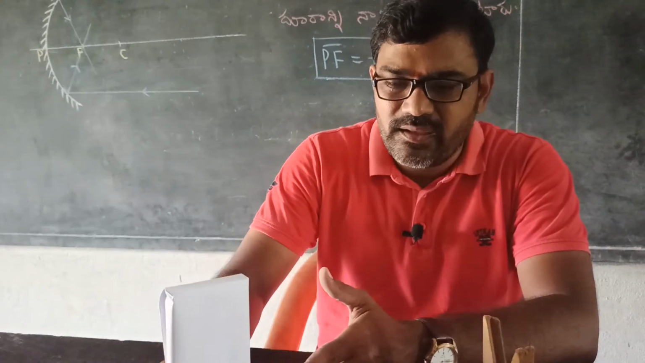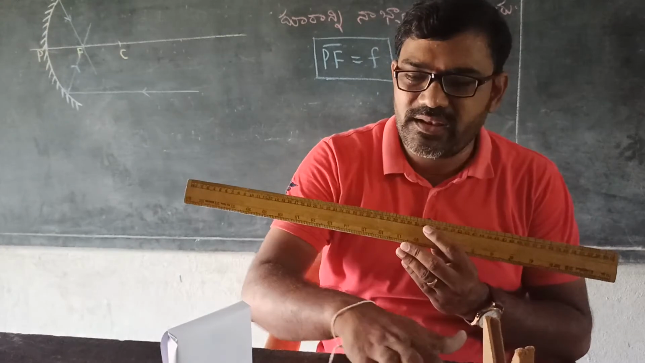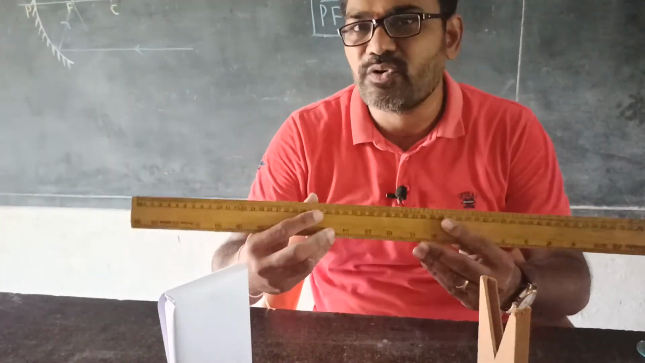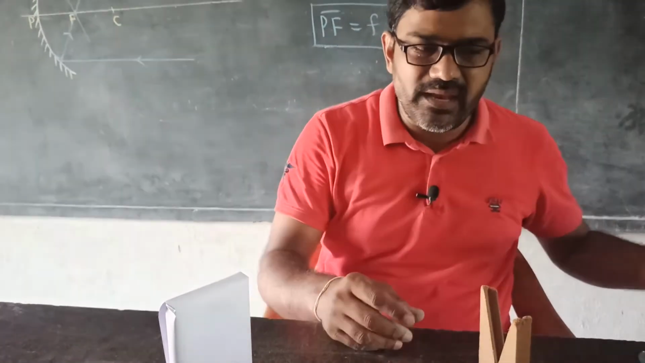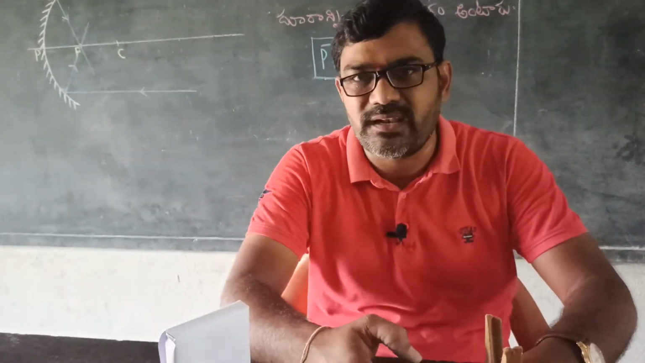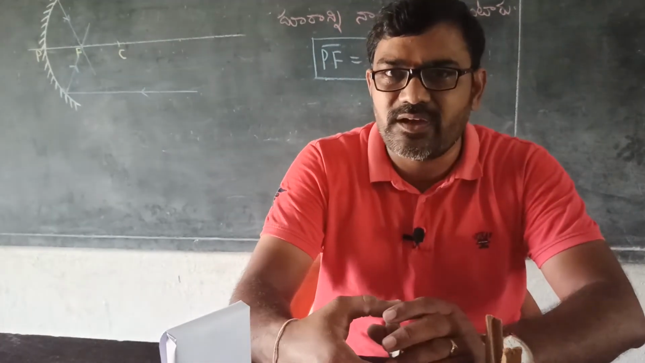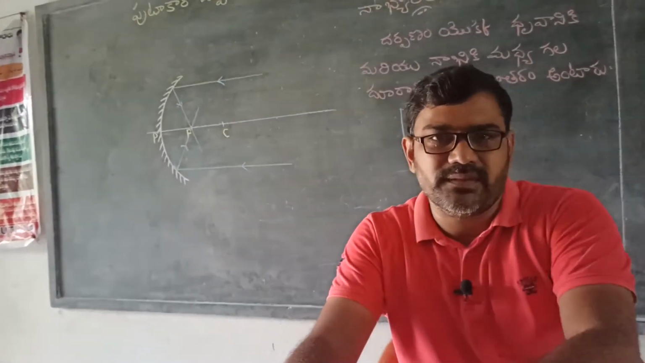We need a scale to measure the distance between the mirror and the screen, which is nothing but the focal length of the mirror. And we have to get an object placed at infinity distance. In general, we use a tree located on the ground, which can be treated as the infinity distant object. Now let us do the activity.